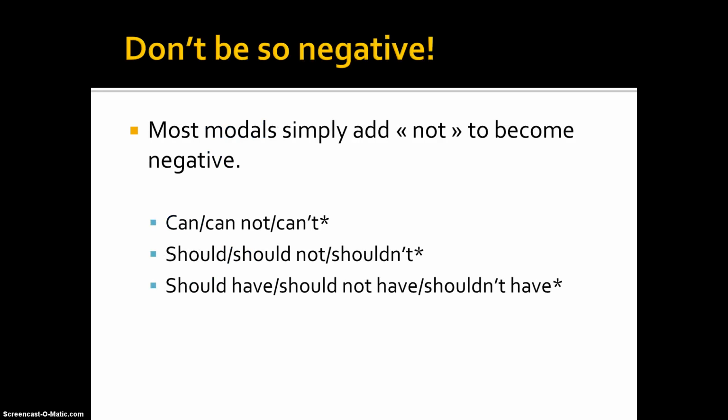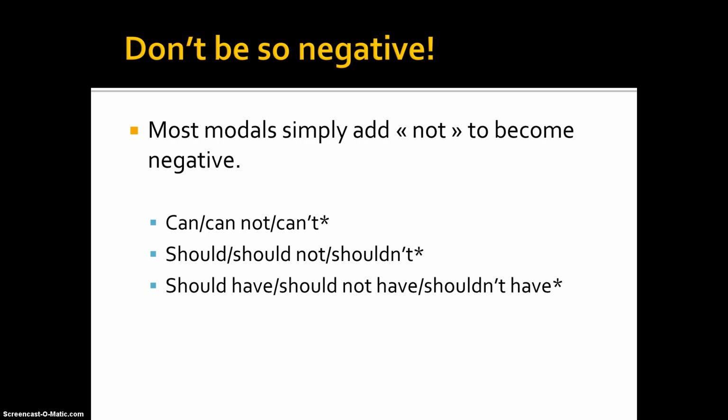Most modals, to make them negative, you'd simply add not. So can becomes can not, and the contraction is can't. Of course, we shouldn't use contractions when we're doing formal writing. In conversation and in informal writing, it's fine. Should becomes should not, and shouldn't is the contracted form.